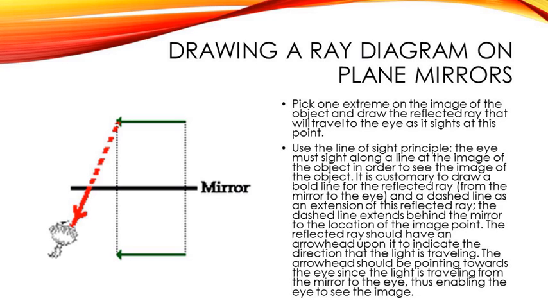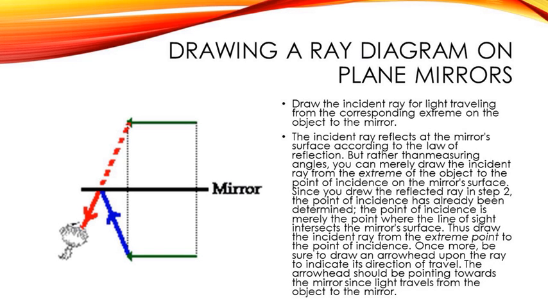It is customary to draw a bold line for a reflected ray from the mirror to the eye, and a dashed line as an extension of the reflected ray. The dashed line extends behind the mirror to the location of the image point. The reflected ray should have an arrowhead upon it to indicate the direction that the light is traveling. The arrowhead should point towards the eye since the light is traveling from the mirror to the eye, thus enabling the eye to see the image.